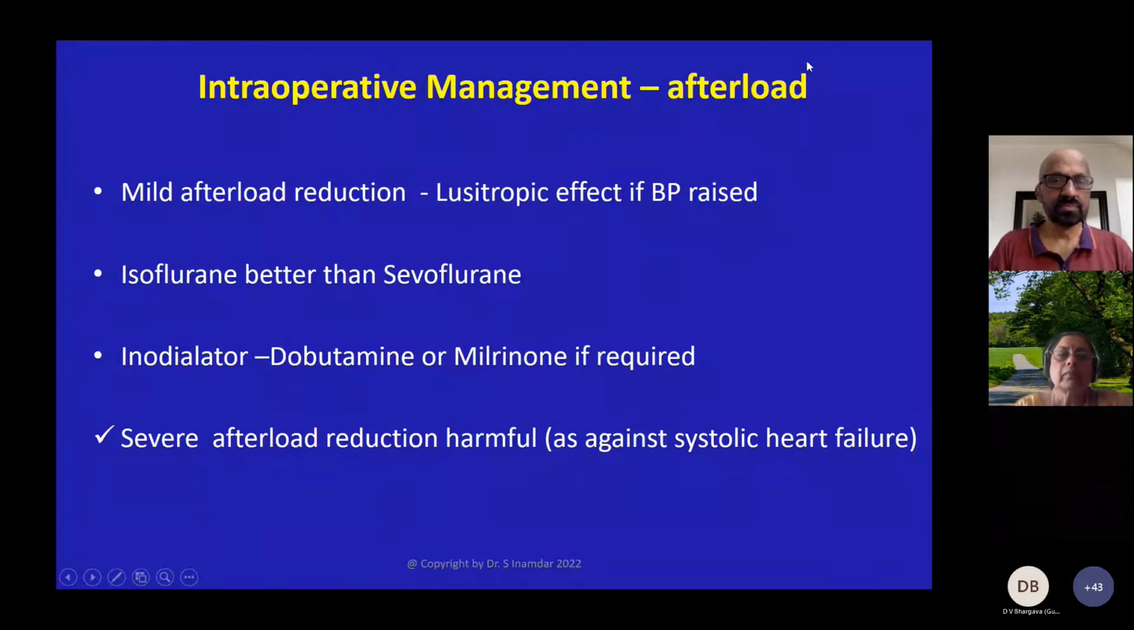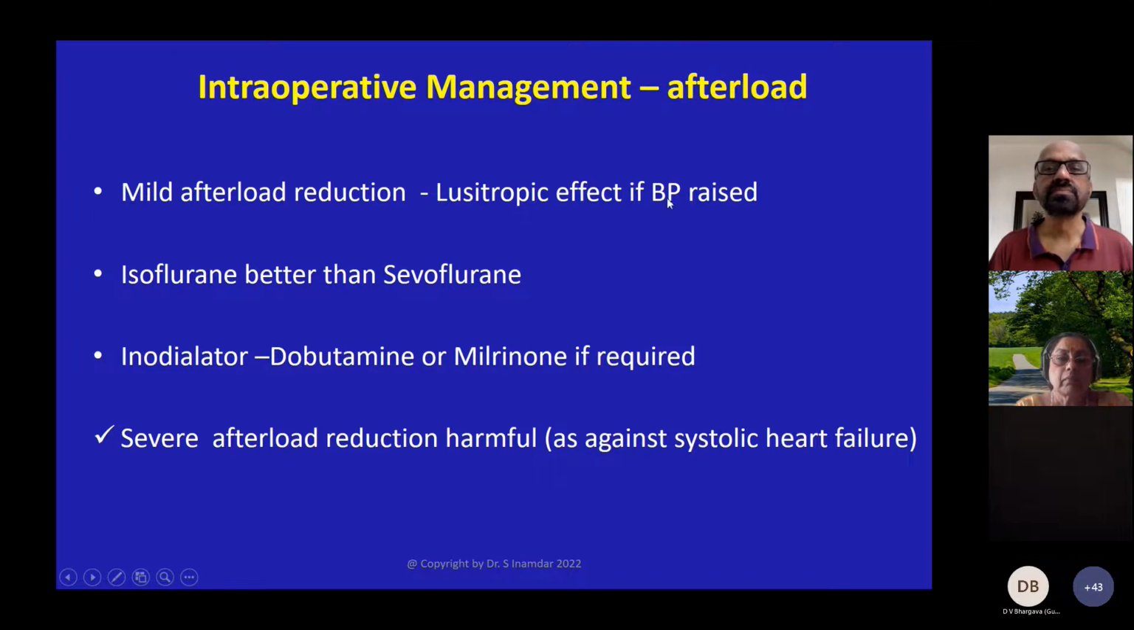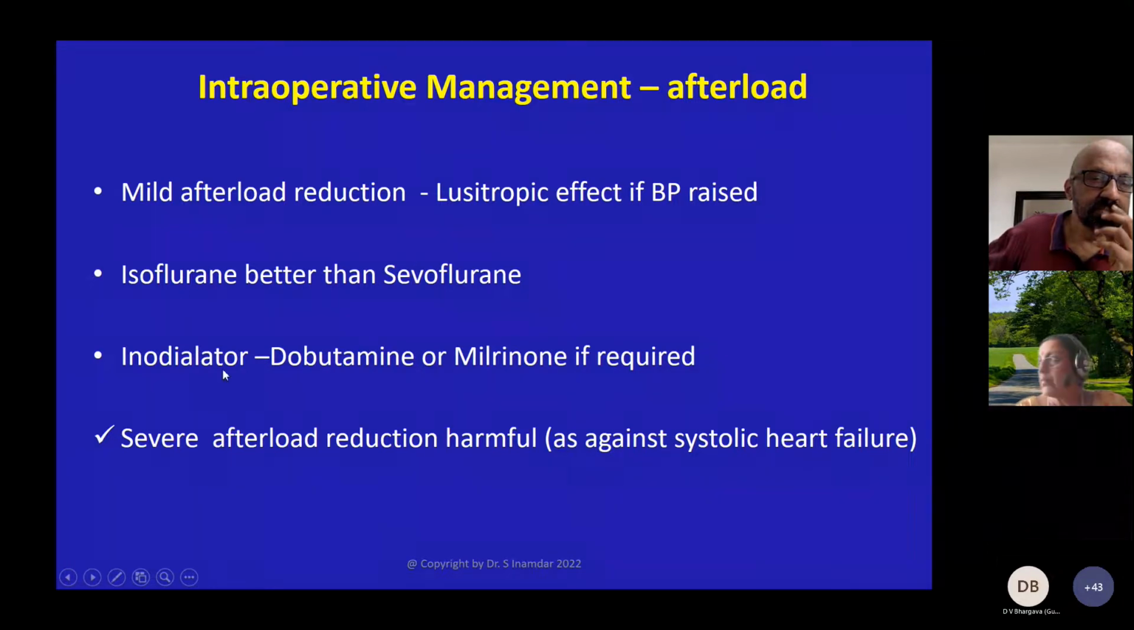Intraoperative management, as far as afterload is concerned: mild afterload reduction, lusitropic effect if BP is raised. I think Sreenivas has done a study on this, that isoflurane is a little better than sevoflurane. Inodilators, dobutamine and milrinone, if required. And severe afterload reduction is harmful.